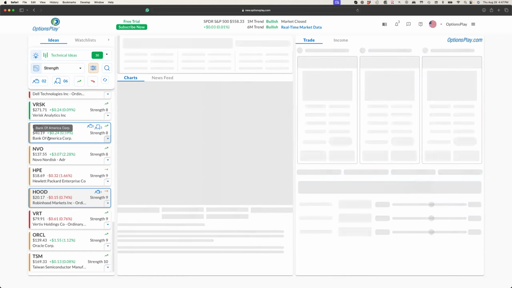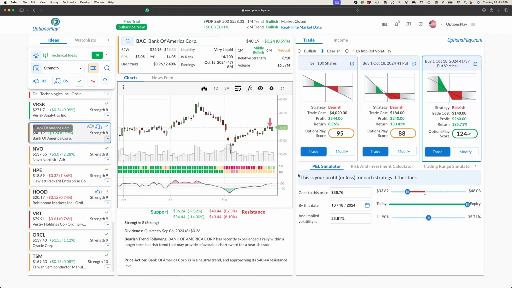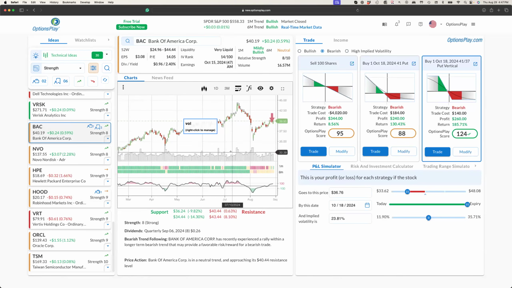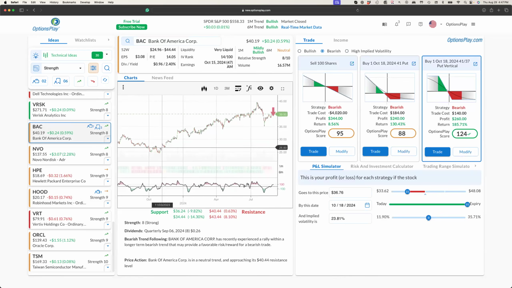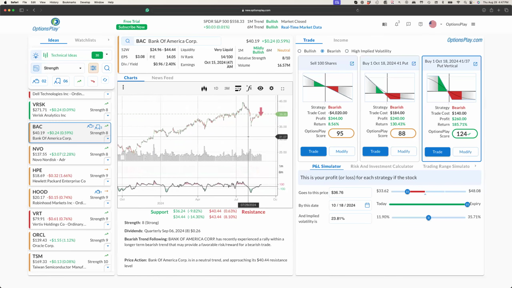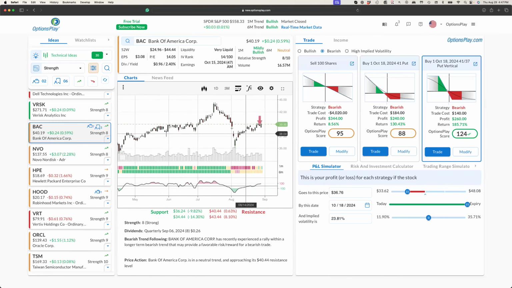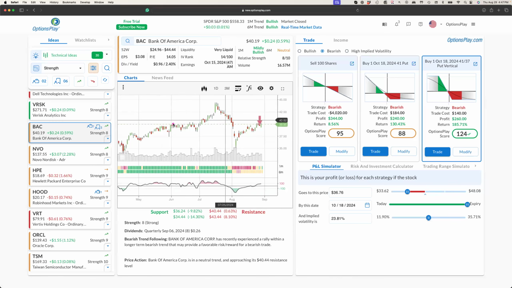Let's look at Bank of America. We highlighted Citigroup earlier this week, but Bank of America is very similar in terms of price action. You see how long the stock has been in a bullish trend. It went from $24 to $45 in the span of, call it, 8 months or so, right? Big run. And now it's starting to show some signs that the bullish trend is starting to end.